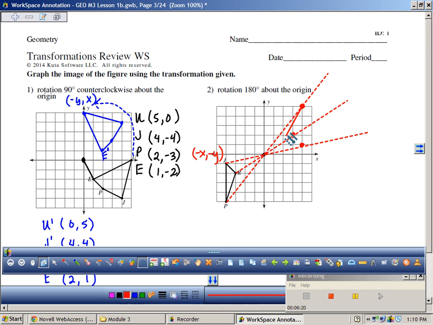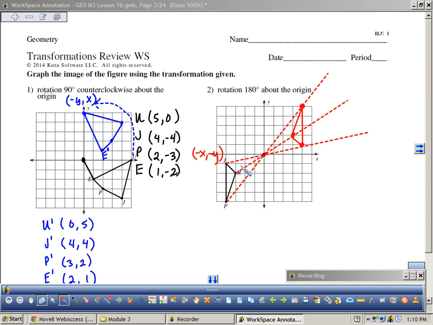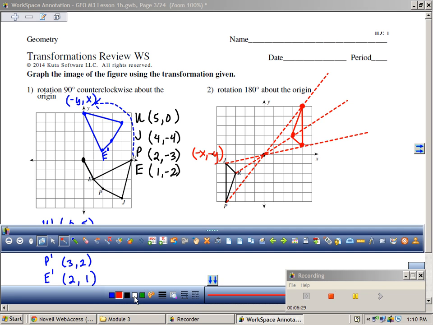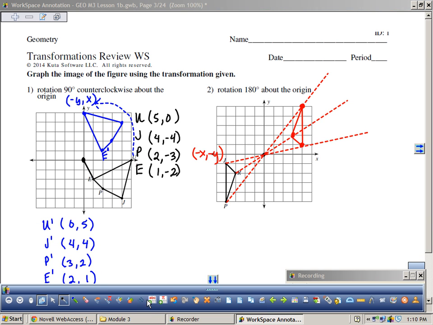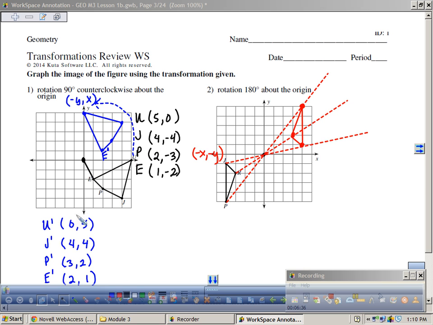Which one do you think is easier? You like the coordinates better? You can use the coordinates. Let's do the coordinates. You like the visual? Well, this one, the coordinate rules? Okay, then use the coordinate rules. Okay, so help me out with the coordinate rules.